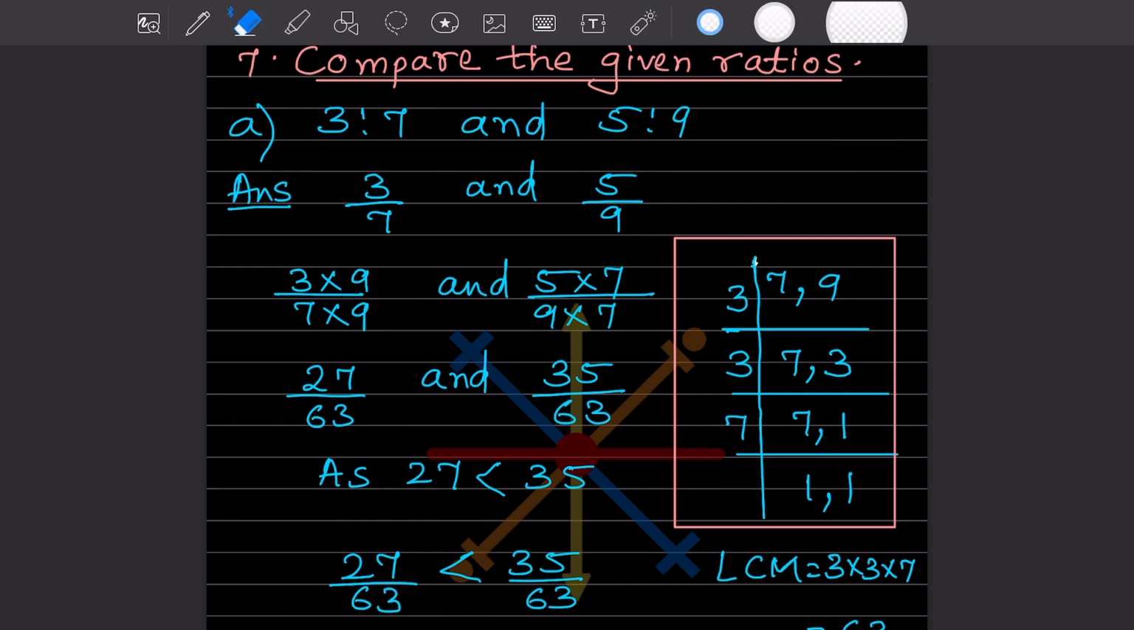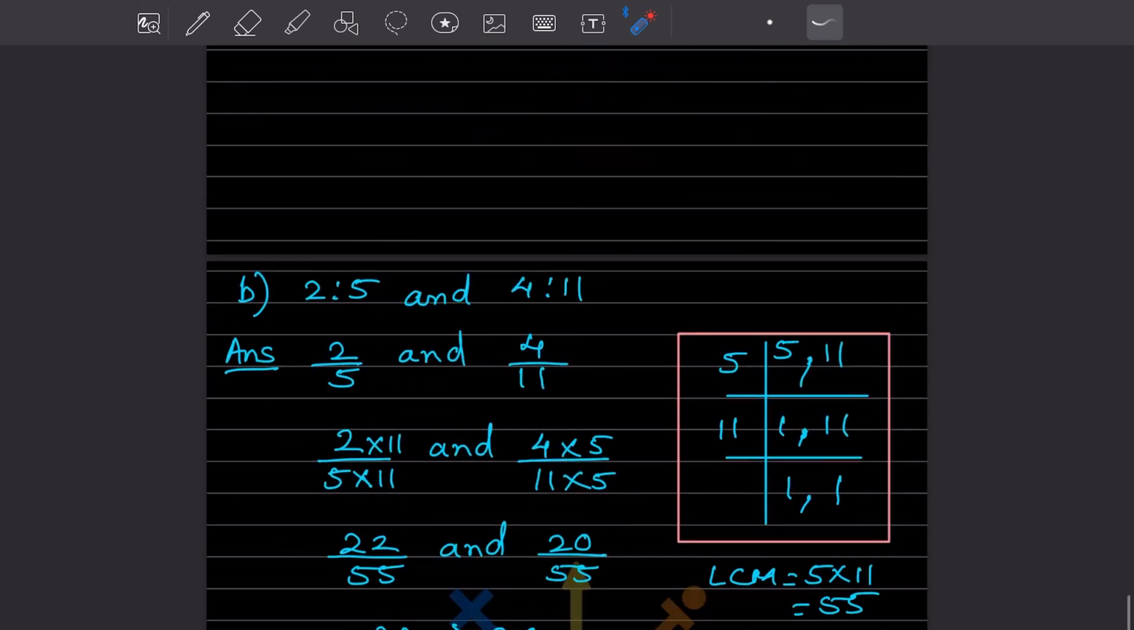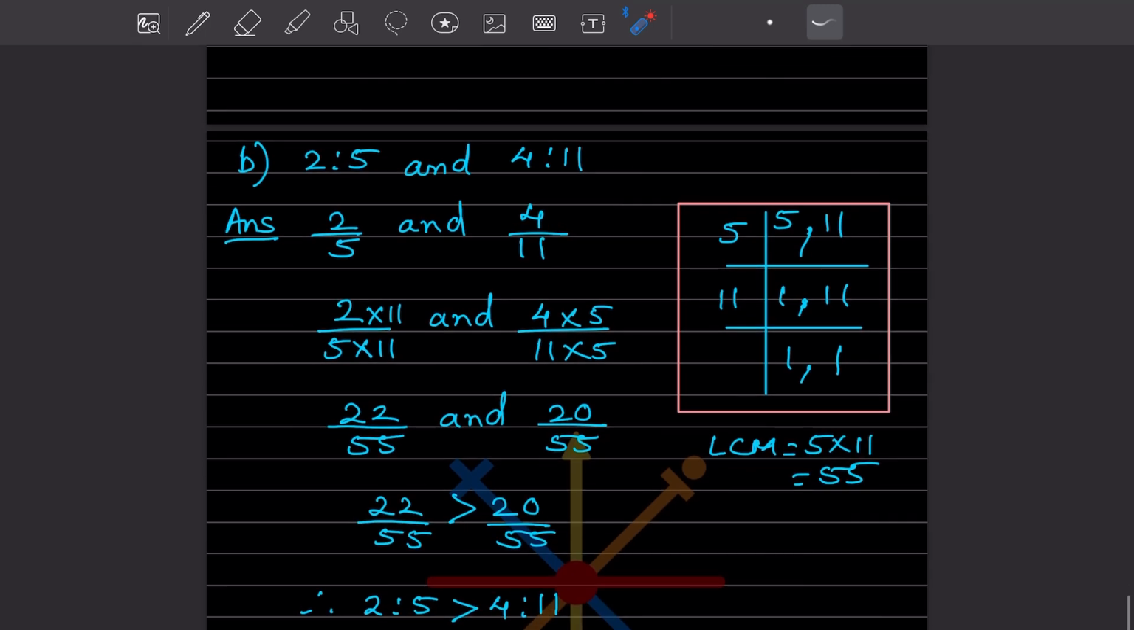Now this is not completed. So what happens here? The actual numbers were what? 3 is to 7 and 5 is to 9. So here whatever was 27 over 63 is nothing but 3 by 7, and this is 5 by 9. So the sign remains less than. So this is your final answer, because you have to compare the ratios. Hope that is clear. So we will go now for a similar one, only the numbers are different.